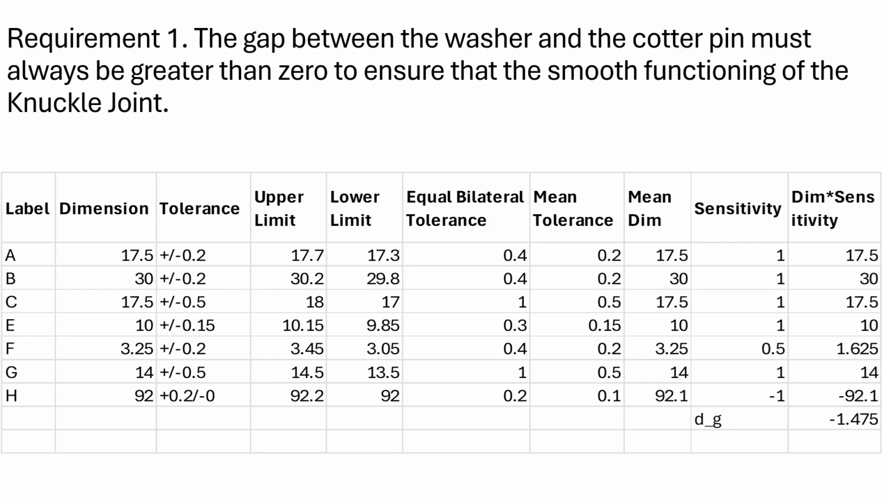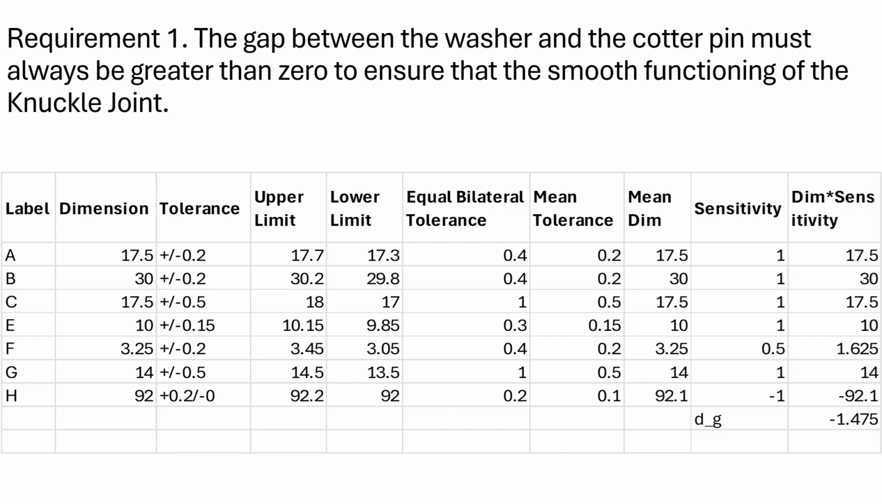See, I have defined the requirement. That means the gap between the washer and the cotter pin must always be greater than 0 to ensure the smooth functioning of the knuckle joint. Okay, and how I am calculating it: each dimension in the loop I am labeling from A to H. I am entering in the column dimension 17.5 and its tolerance plus or minus 0.2.